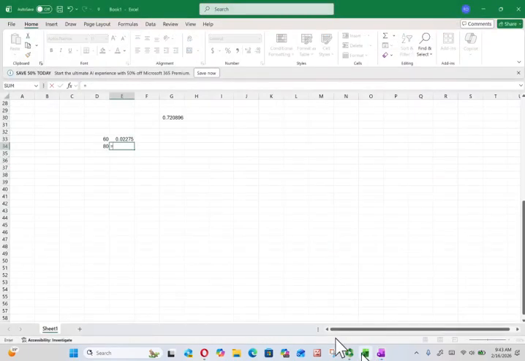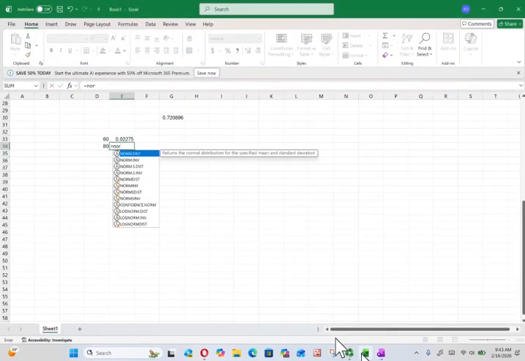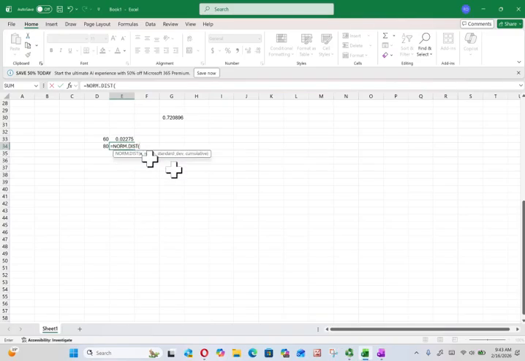This is equals norm.dist. And you can just pick it off the list, double click it. I want 80, 100, 20 standard deviation, and it's always cumulative. It's cumulative from the left.